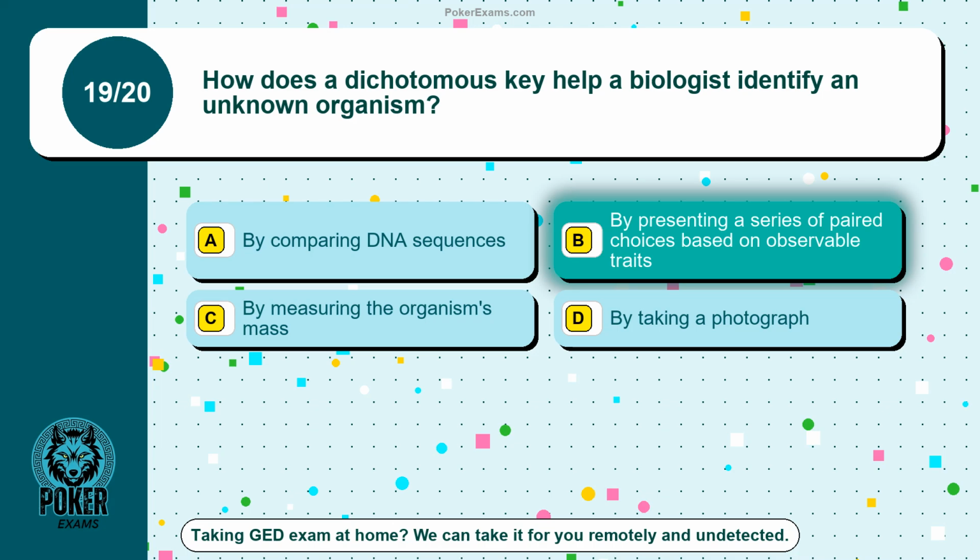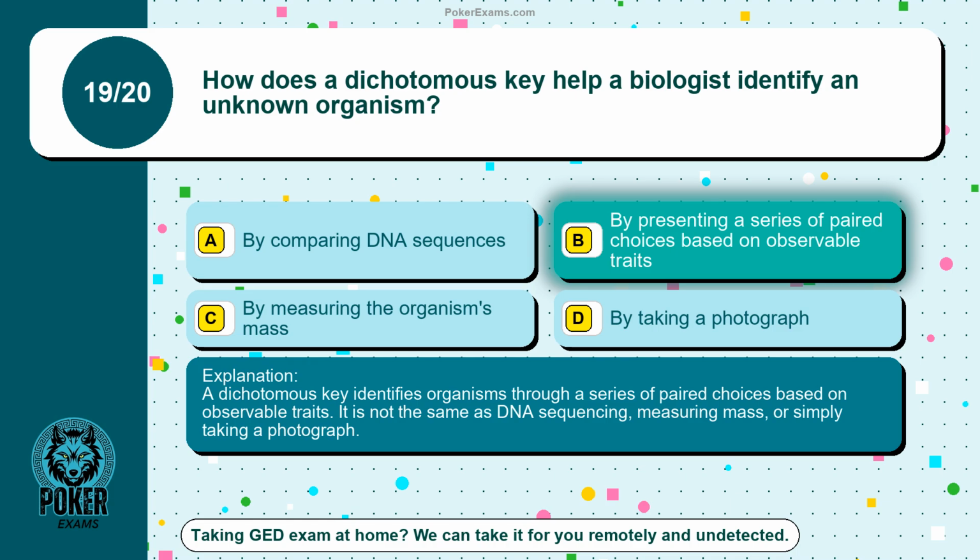The correct answer is option B. By presenting a series of paired choices based on observable traits. A dichotomous key identifies organisms through a series of paired choices based on observable traits. It is not the same as DNA sequencing, measuring mass, or simply taking a photograph.